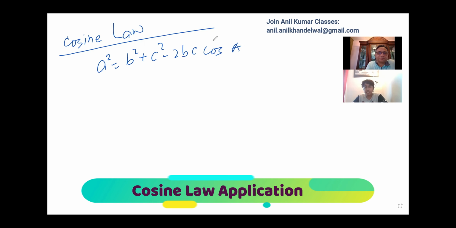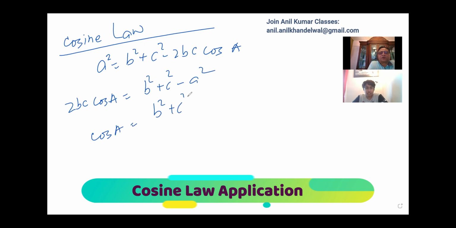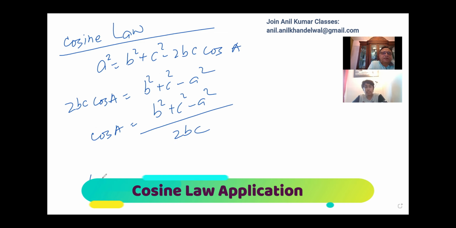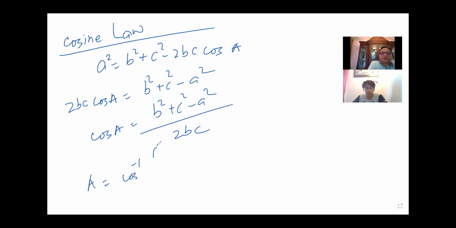And then for the angle, A equals cos inverse. Let's rearrange. We'll bring 2BC cos A to the left side, and we have B square plus C square minus A square, correct? Yes, sir. Cos A equals B square plus C square minus A square over 2BC. So A equals cos inverse of B square plus C square minus A square over 2BC.